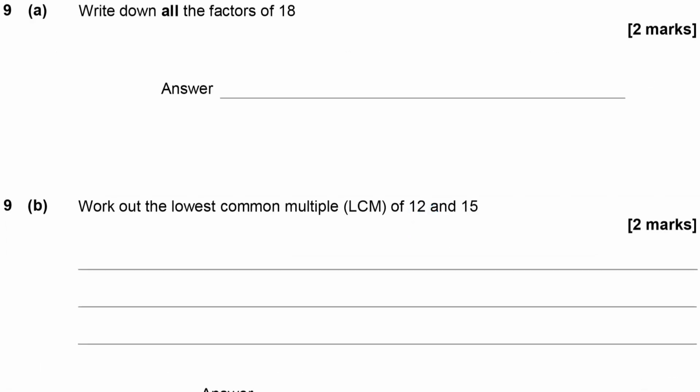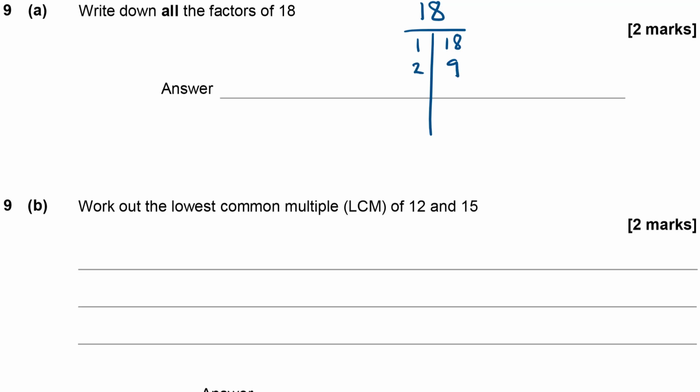Question 9. Write down all the factors of 18. Now I tend to do my factors in factor pairs. You've always got 1 that goes into your answer, and 18. And then I step up from 1. Let's try 2. Does 2 go into 18? Yes, it does. It goes in 9 times.